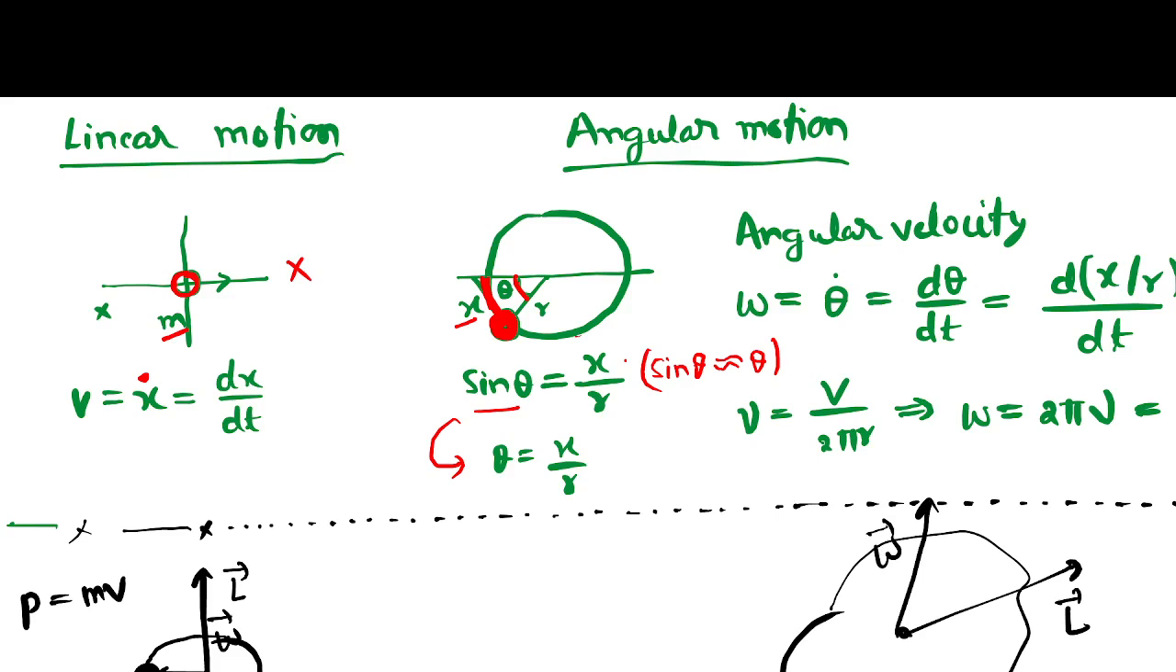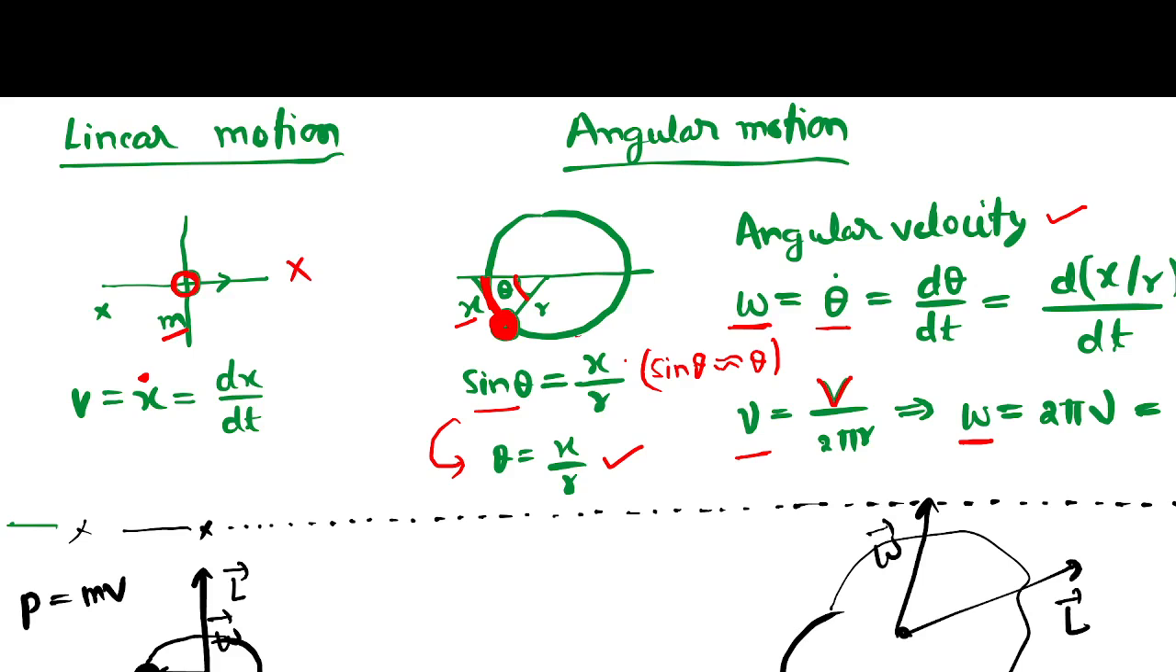Now let's try to calculate angular velocity. The angular velocity represented by omega is theta dot, that is d theta by dt, and substituting the theta we calculated here, we got v by r after solving. This is one way. In another way, angular frequency is nothing but linear velocity divided by the circumference, so we can calculate angular velocity as 2 pi nu, which is again v by r.